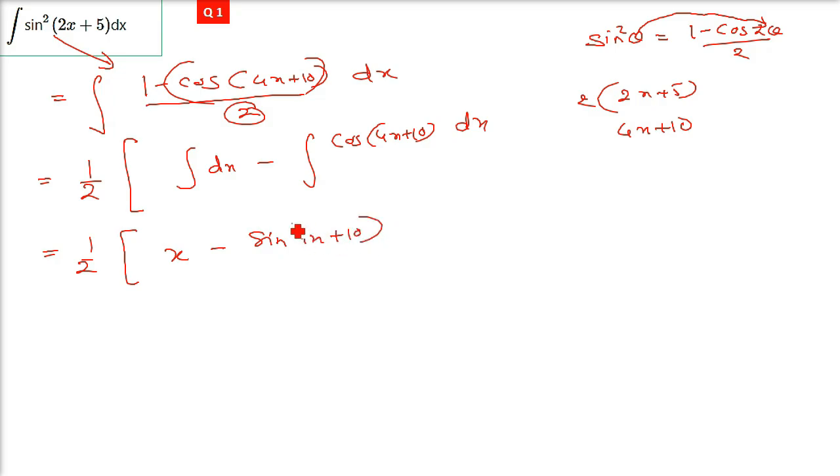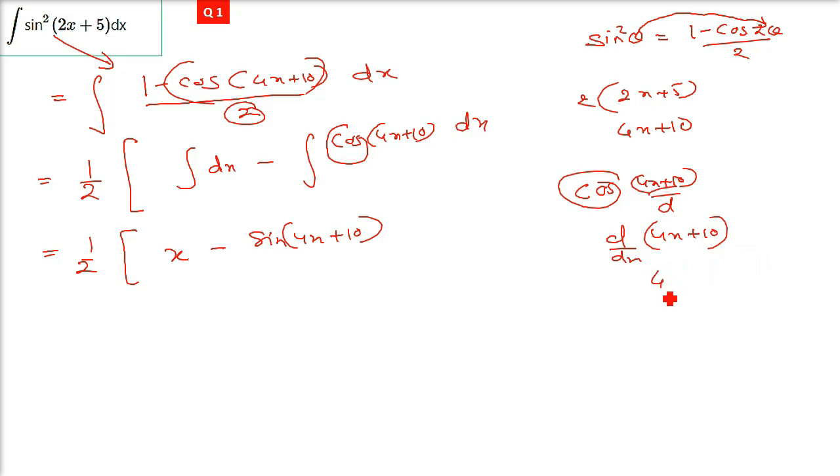Now one more thing has to be done. Whenever you have cos of an angle, but the angle is again an expression, that expression has to be differentiated, and that differentiation value has to be divided. That means cos integrates to sine, which we have done. But 4x plus 10 has to be differentiated, and that has to be kept in the denominator. That's why I am putting this 4 in the denominator. And of course, it has to end with a constant of integration, which you must not forget.